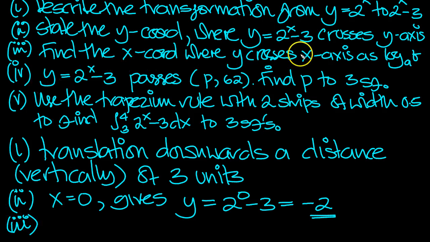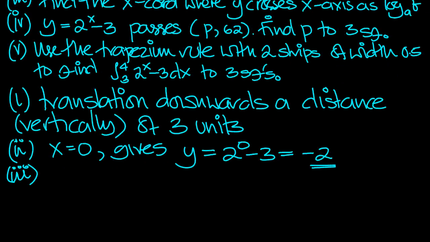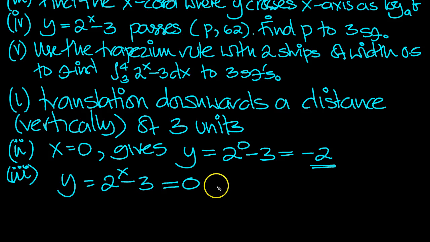Part 3 then. Find the x-coordinate where the curve crosses the x-axis, as log a of b. So here y equals 2 to the x minus 3. When does the y value equal 0? We'll find that when it cuts the x-axis. Well, that would be when 2 to the x is equal to 3.